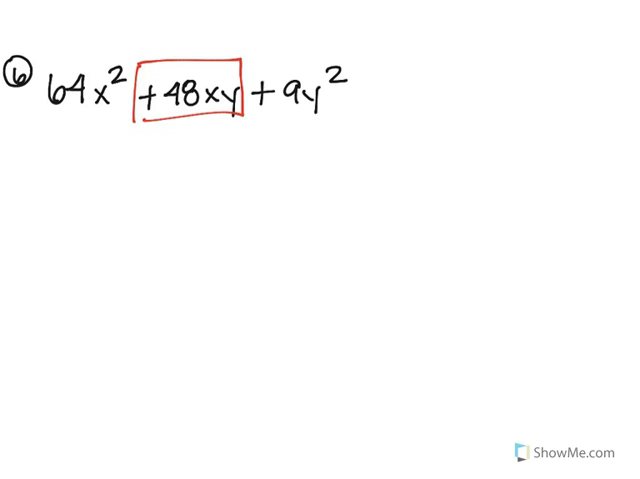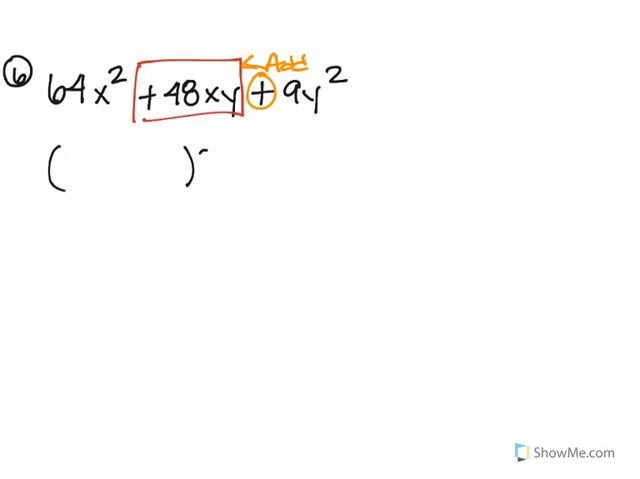Number 6, 64x squared plus 48xy plus 9y squared. So I look at all three numbers and I don't have a GCF. And so I'm going to just factor. We're going to get that middle of 48, and I am adding to get 48.